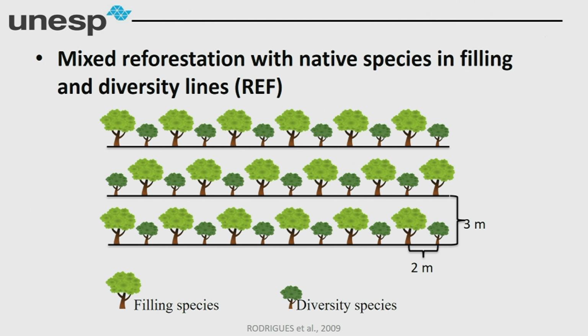So the first treatment was a mixed reforestation with native species, infilling, and diverse lines. Here I called it REF. So we used filling species and diversity species intercalated in the rows and between rows. The spacing was 3 by 2 meters. And we used 10 species for filling and 60 species for diversity.